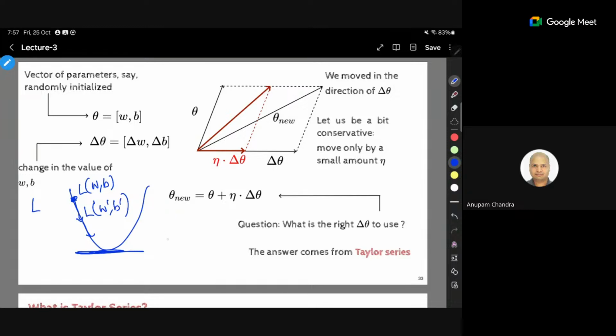So generally it converges around a local minimum. If the function is something like this and you start here, then you might reach here. If you start maybe here, then you might reach here, right? So something like that.